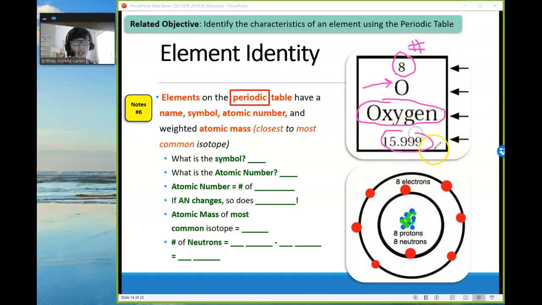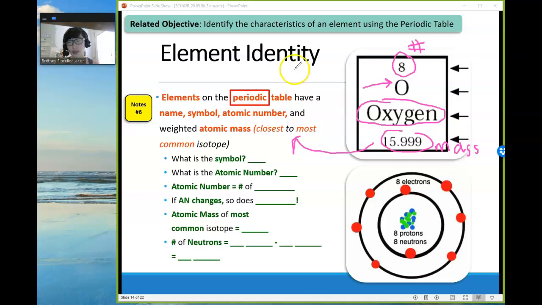And remember, the reason the atomic mass is not a perfect number is because it's taking into account that there are different isotopes of oxygen. So even though oxygen will always have the same number of protons, remember the number of neutrons can change. And because neutrons have mass, atomic mass can change. But this number will be the closest to the most common isotope. So this is what we can see just from looking at the periodic table. And this actually means we can come to a lot of really important conclusions about oxygen just by looking at the periodic table.